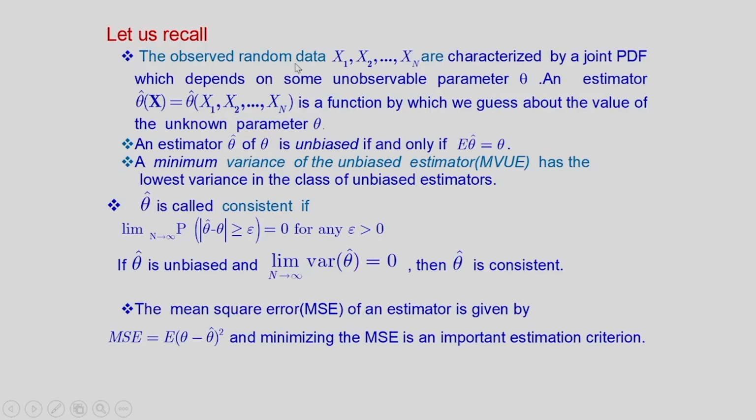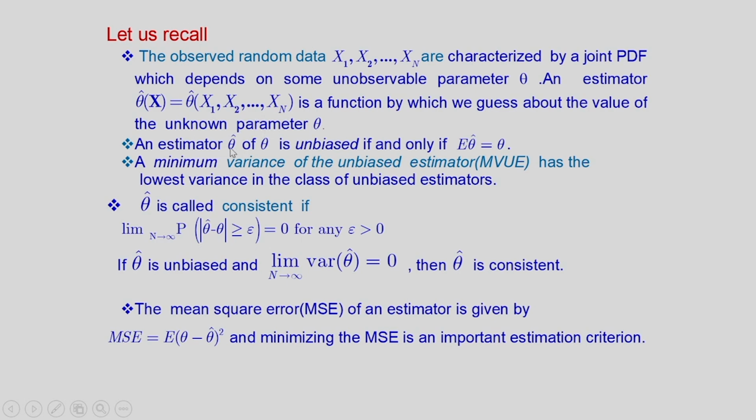Let us recall the observed random data x1, x2 up to xn are characterized by a joint PDF which depends on some unobservable parameter theta. An estimator theta hat of x is a function by which we guess about the value of the unknown parameter theta. So, corresponding to the random data, we have a PDF which is characterized by a parameter theta, and an estimator theta hat of x is a function by which we guess about the value of the unknown parameter theta.